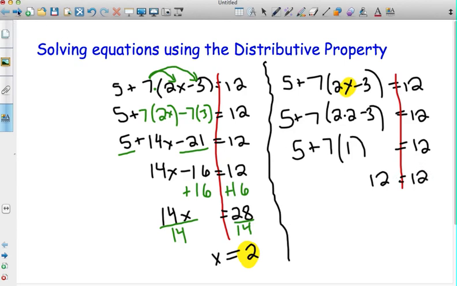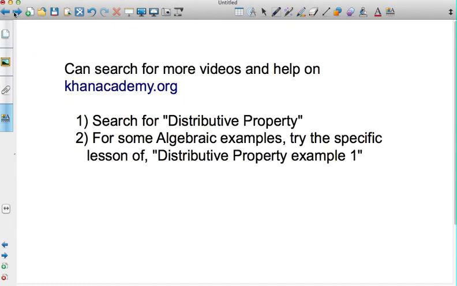On this next page, if you'd like to have a few more practice problems, search for videos or help on khanacademy.org. Once you get to that site, if you search for distributive property, he has a bunch of different examples that you can see. A few of them are fairly basic. If you want a specific algebraic example, try searching for distributive property example 1, and that will show you some of the more advanced distributive properties that you'll be seeing in the algebra class.